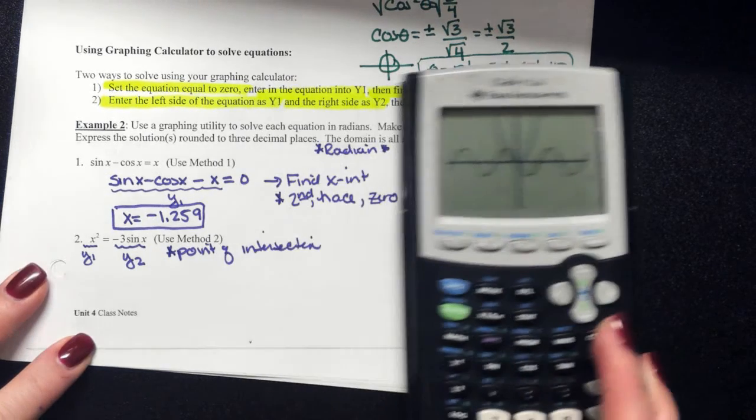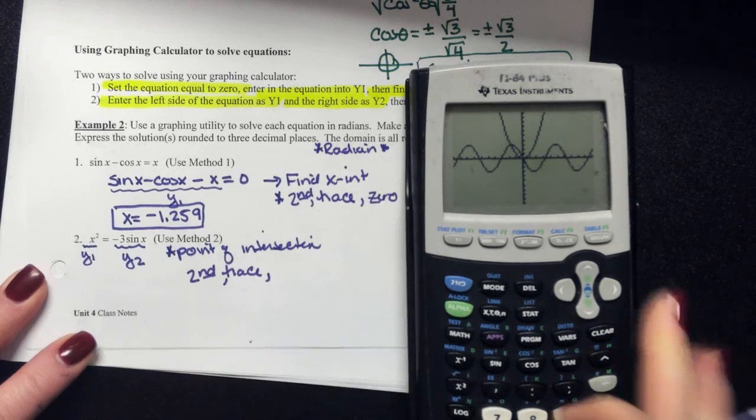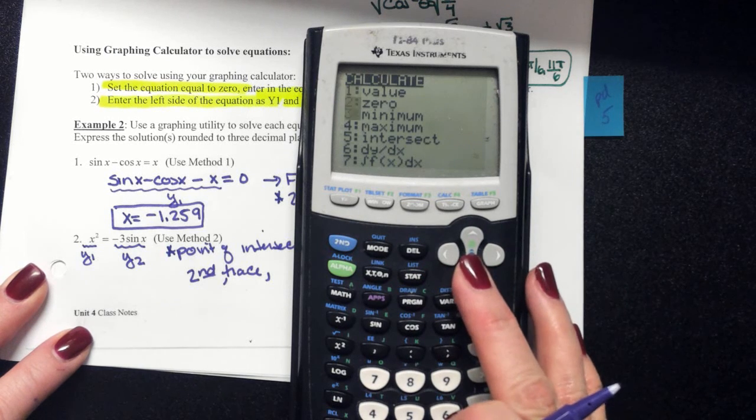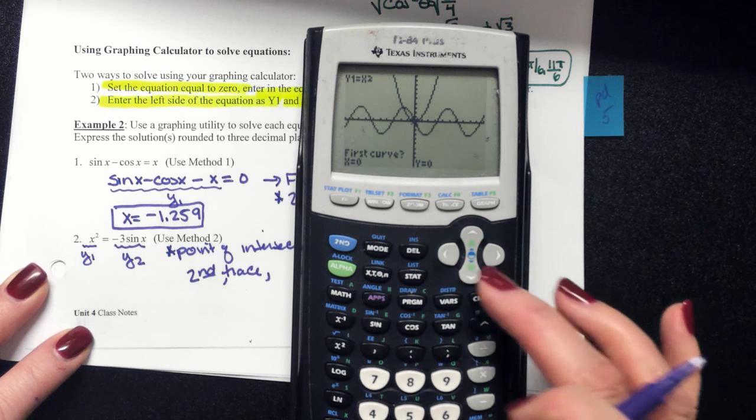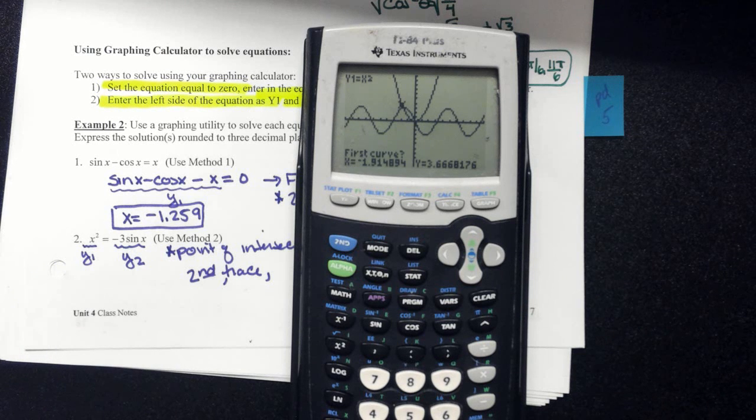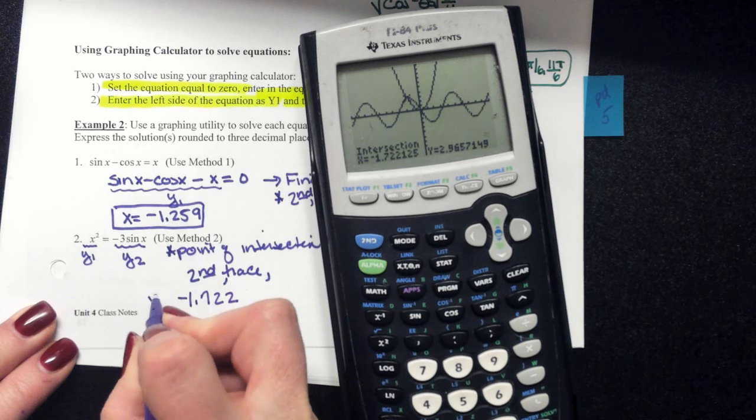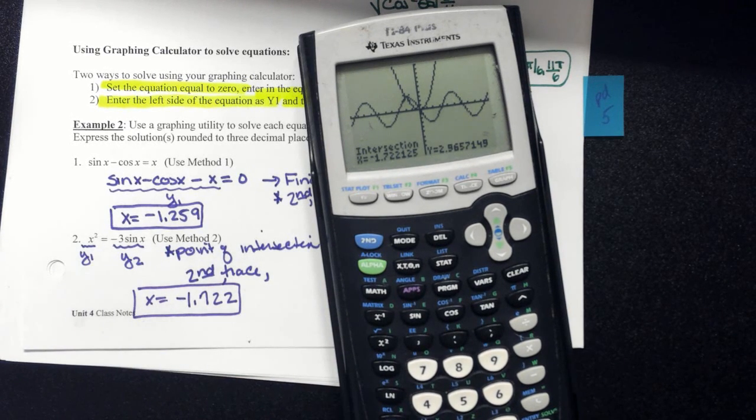So remember, to find your point of intersection, you still go under second trace on your calculator. But then you want to choose option 5, intersect. And this is where you want to take your cursor and move it so that it's almost right on top of that point of intersection you want to find. And then you'd hit enter the 3 times. So negative 1.722. And then you would repeat it to find the second solution.